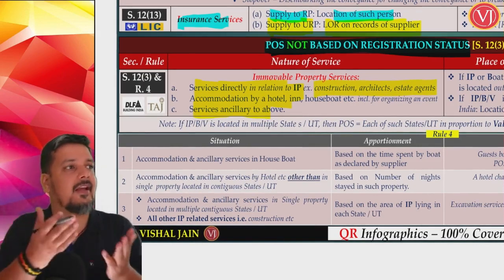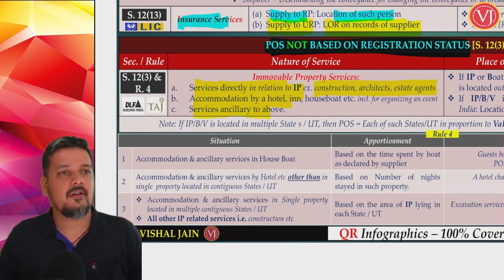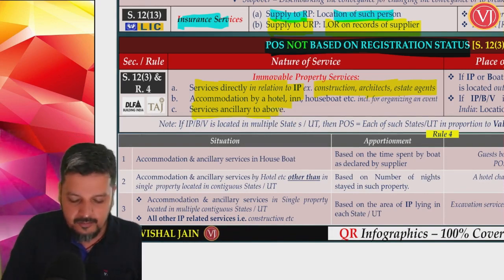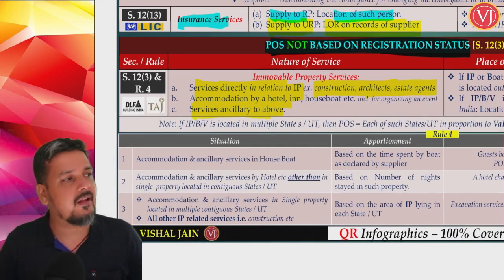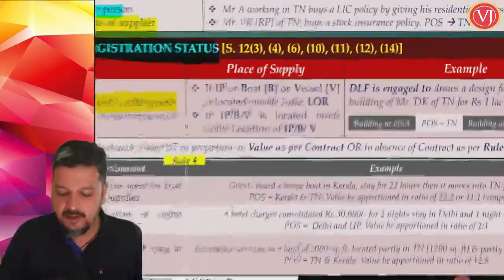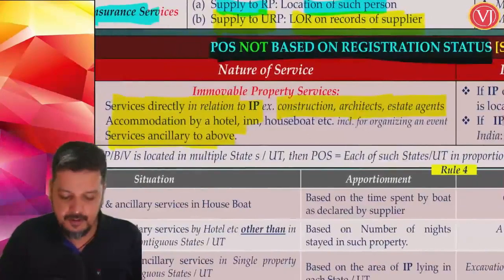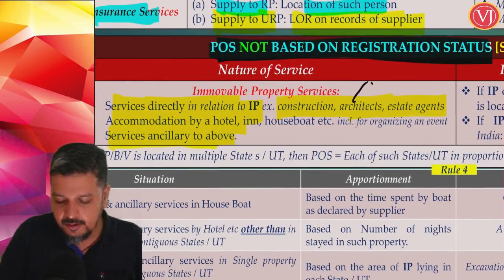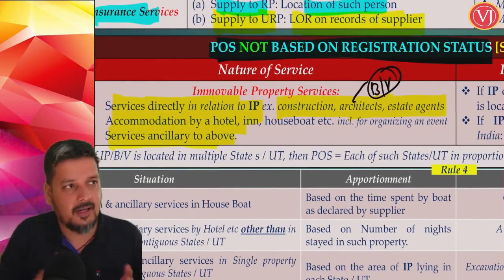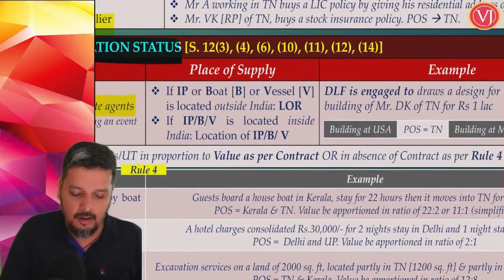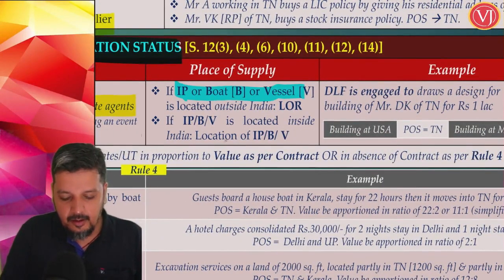Accommodation service means you're staying in a hotel. One is construction of a place, construction, architect or real estate agent. One is the hotel is there, you're staying in a hotel. Or services ancillary to the above. Here it is not only immovable property related services, it is also related to boat or vessel, when you are traveling in a boat or vessel.